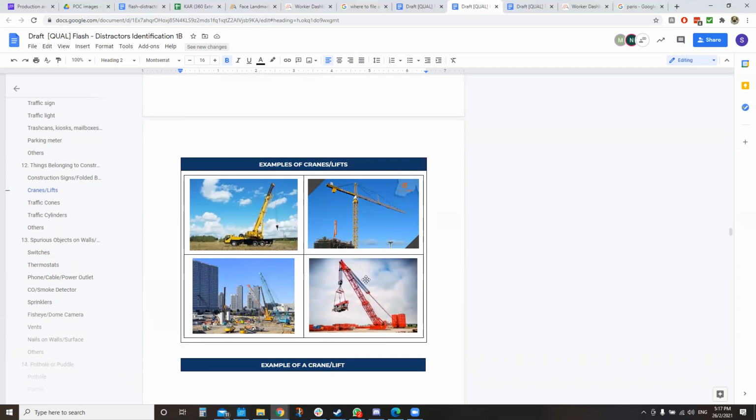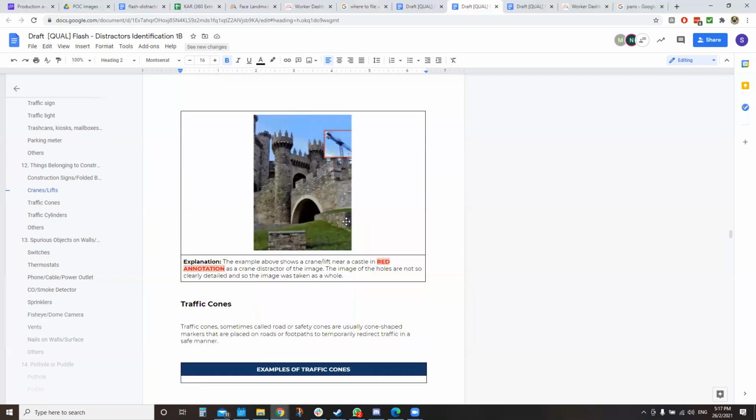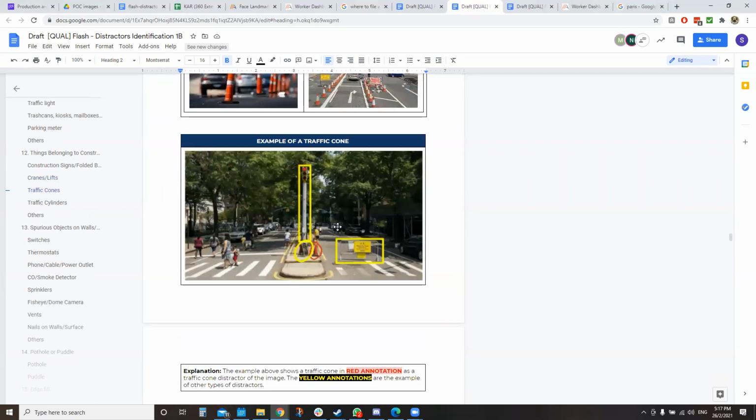You need to annotate the holes so that the machine knows. So I'll show it to you later. Like this, you don't have to annotate the holes because they're too small. If the holes are too small, don't have to annotate them. Traffic cones, straightforward. Okay, traffic cones.